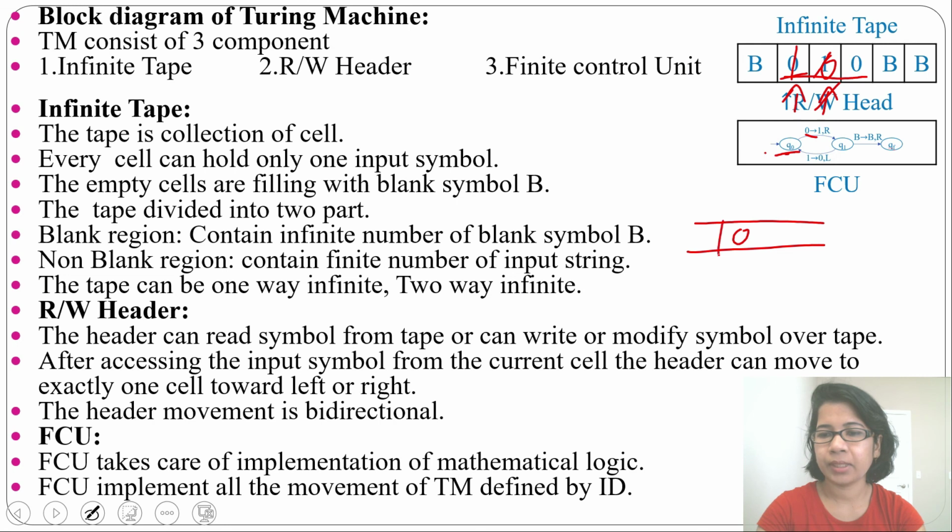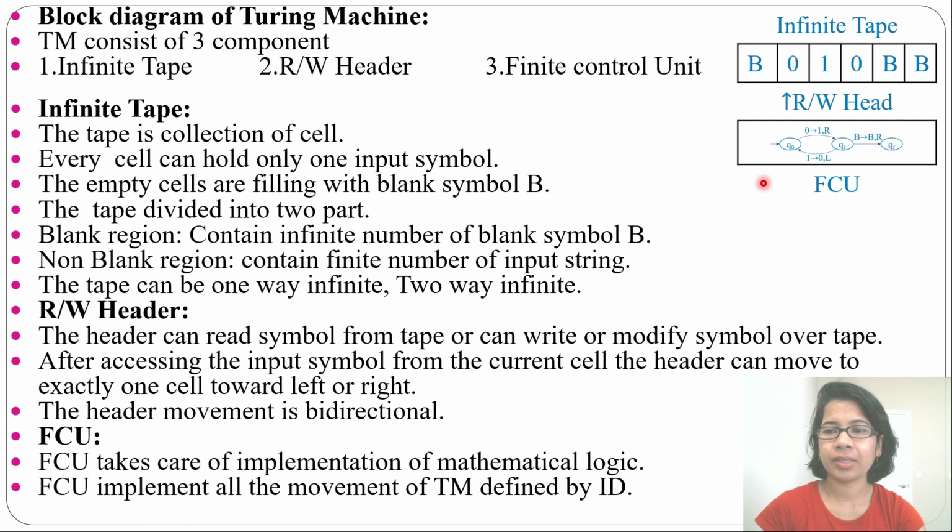Suppose it is a simple 0, then 0 will change to 1 and it will move to right, and at right it will see a blank, the blank will change to blank and it will move to right and it will accept. I will discuss how to design a Turing machine. For now this is just a sample Turing machine. In the next lecture I will discuss some more points about the Turing machine. Thank you.